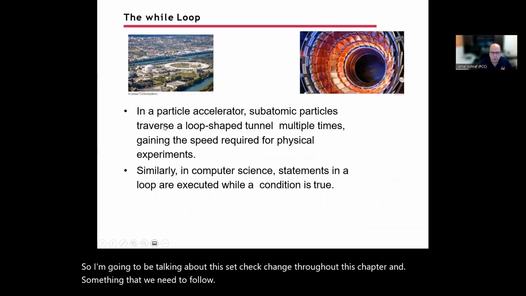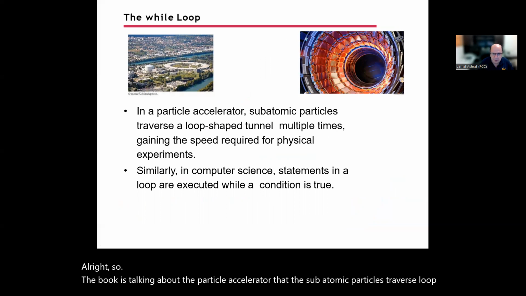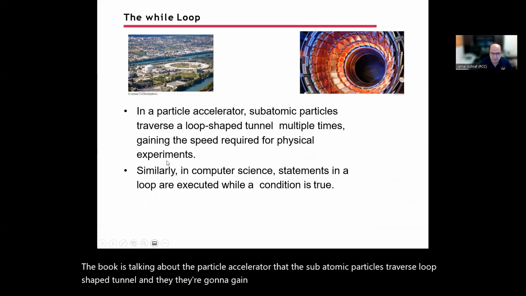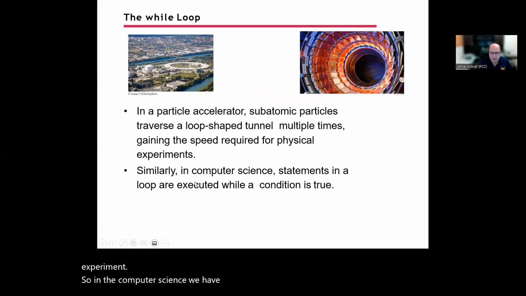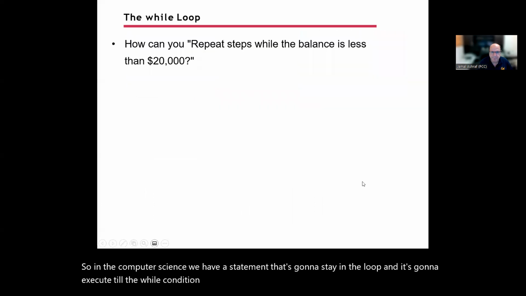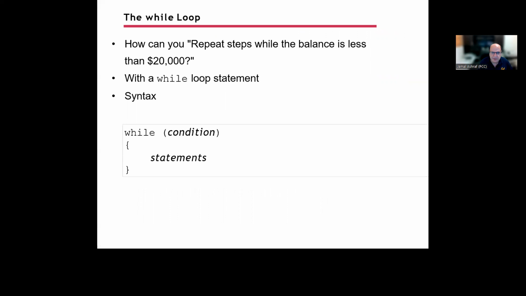All right, so your book is talking about the particle accelerator, that the subatomic particles traverse a loop-shaped tunnel, and they're going to gain the speed required for a physical experiment. So in computer science, we have a statement that's going to stay in the loop, and it's going to execute till the while condition changes. So let's look at the code and see how we're going to do.